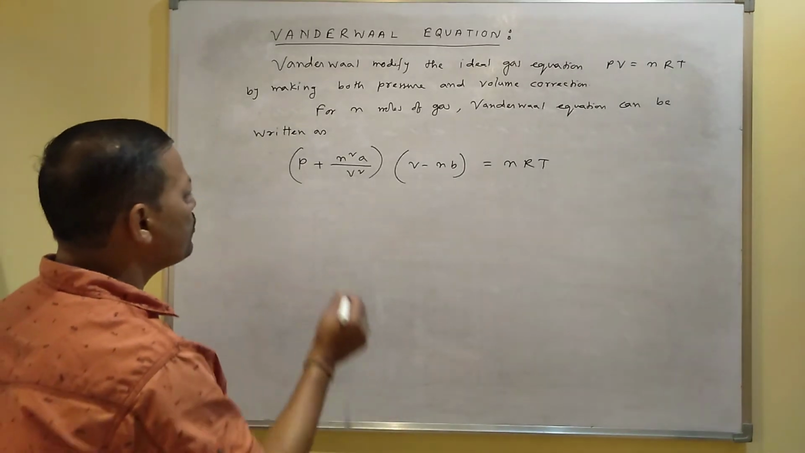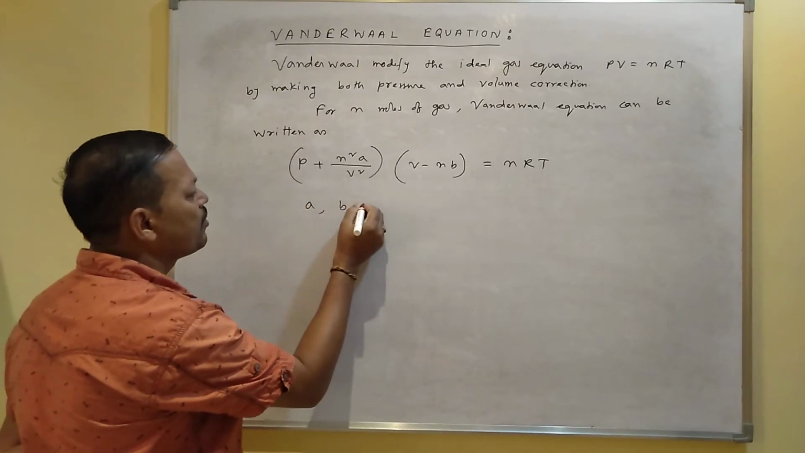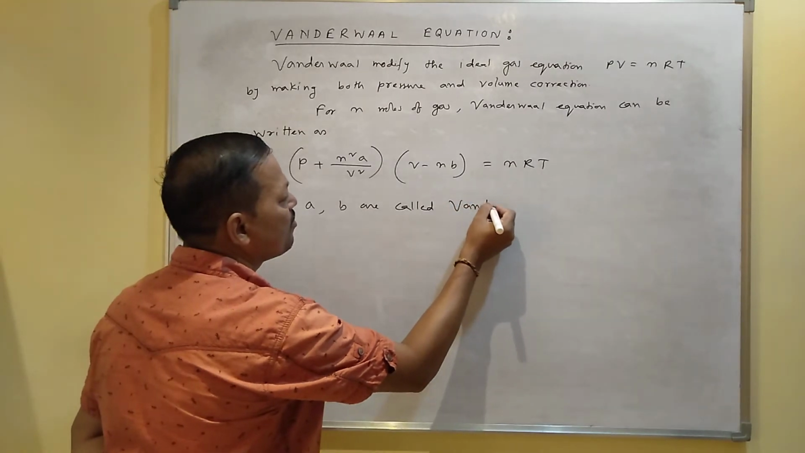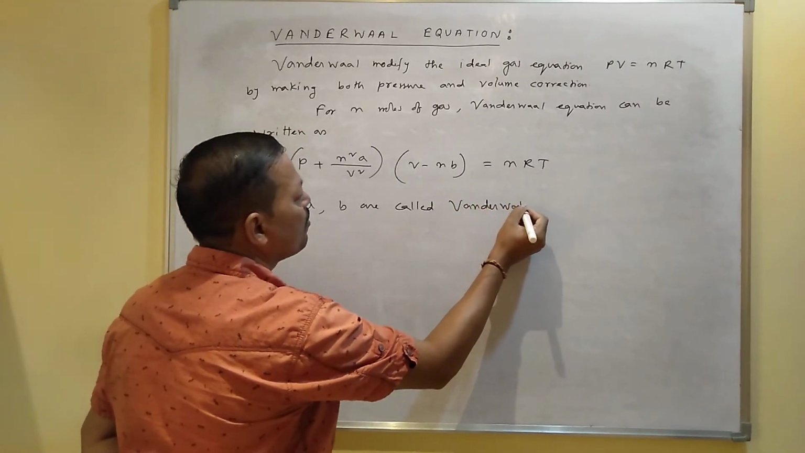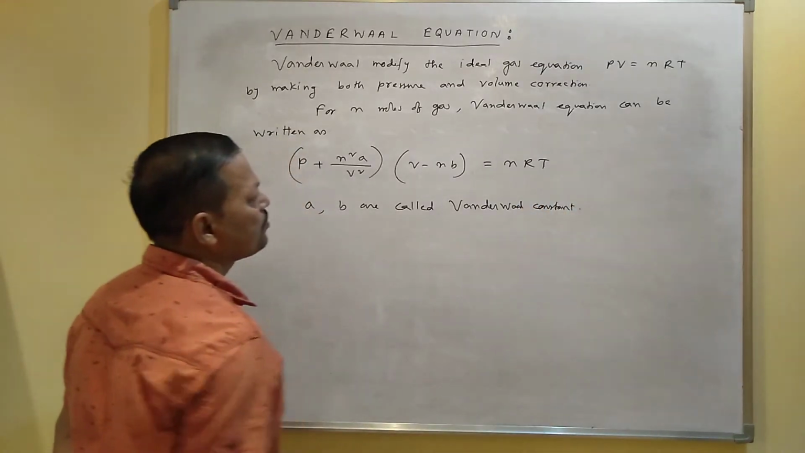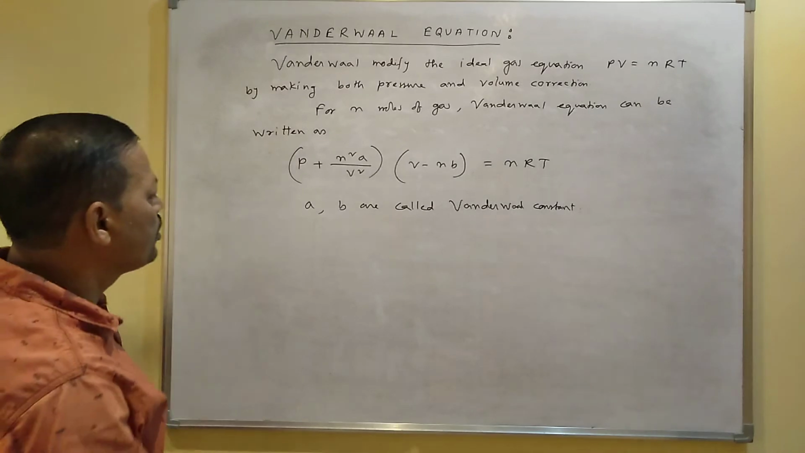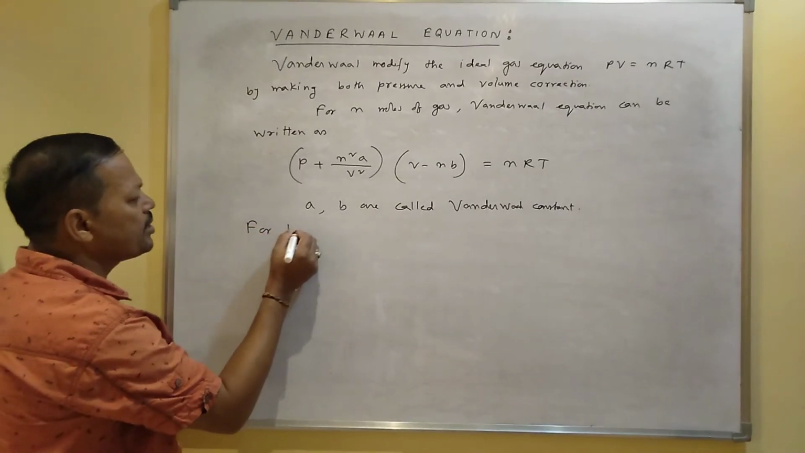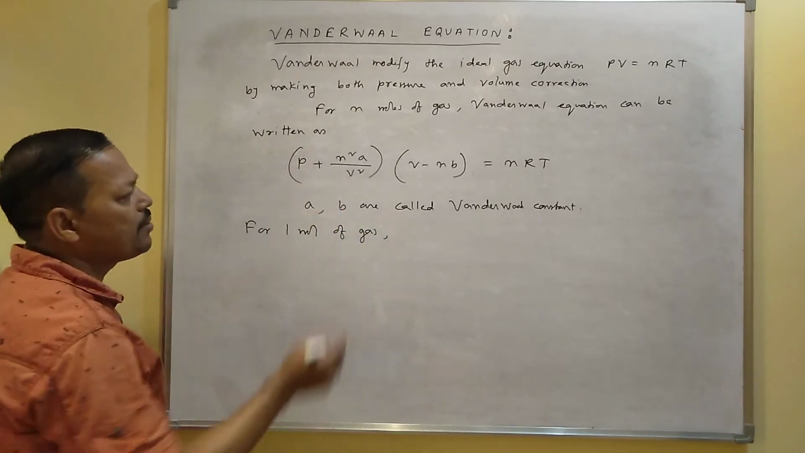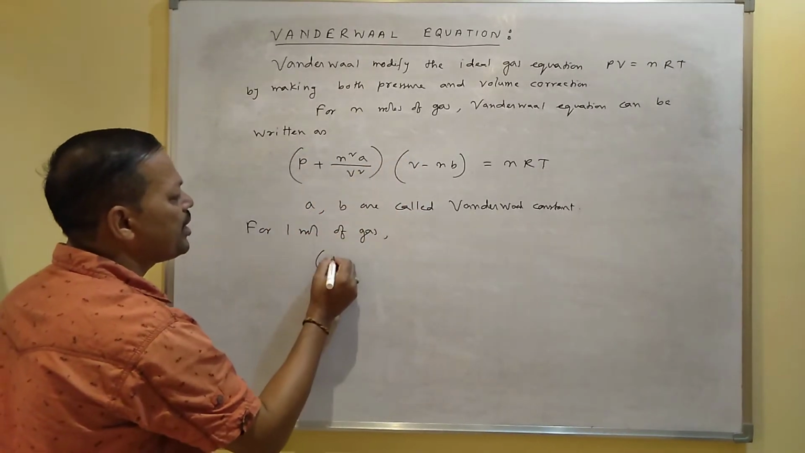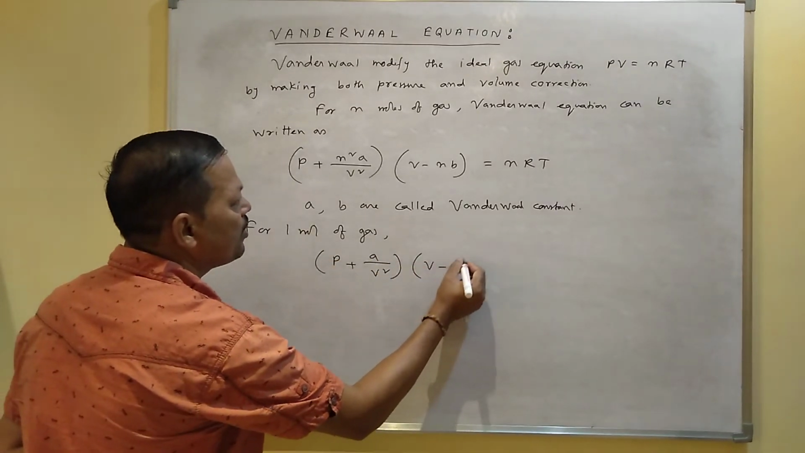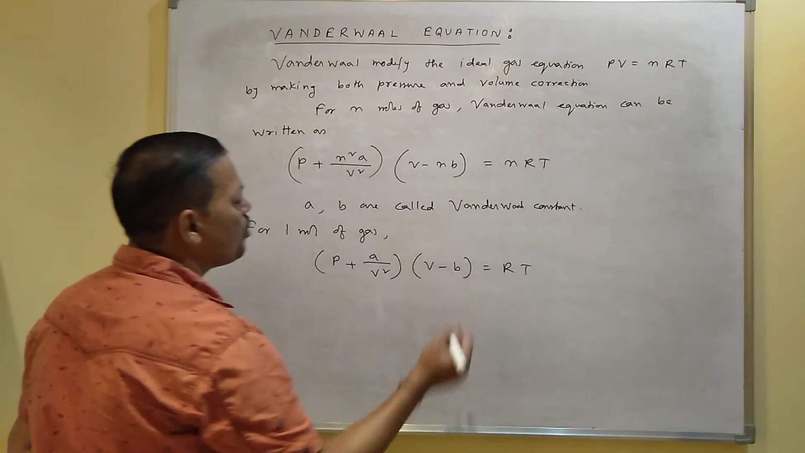Here A and B are called van der Waals constants. n means the number of moles. If you want to write it for 1 mole of gas, the n value will be 1. Then you can write (P plus A by V squared) into (V minus B) equals RT. This is for 1 mole of gas.